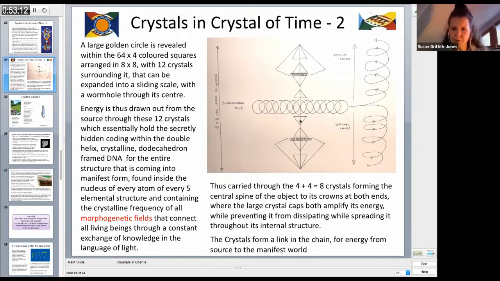So 4+4 means 1, 2, 3, 4 on this side and 1, 2, 3, 4 on that side, which equals 8 crystals, forming the central spine of the object to its crowns, these 2 larger crystals at both ends, where the large crystal caps both amplify its energy while preventing it from dissipating while spreading it through its internal structure. That sounds like a bit of a paradox. So stop it from dissipating, but at the same time amplifying it. So it can go out, but at the same time it is being contained in that sense. So the crystals form a link in the chain for energy from source to the manifest world.